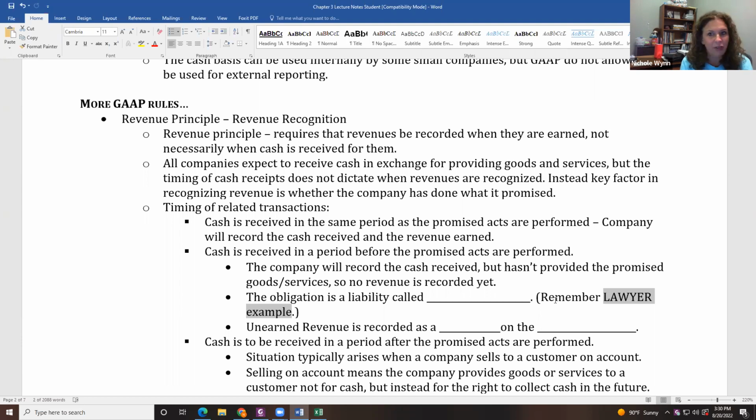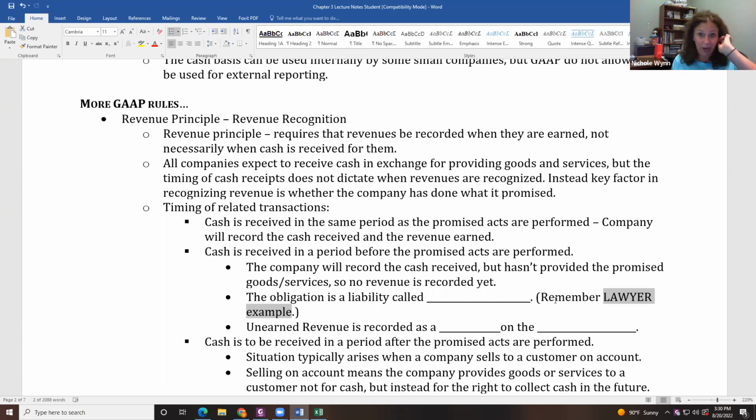So before the client leaves our office, we're like, yes, we will defend you in court. We want $5,000 up front. Okay, 5,000 seems like a lot, but whatever. So we get 5,000 in cash. We are the lawyers and we receive 5,000 in cash. We have a transaction because we have money in our hands and we need to record it. So we need to do a debit and credit. We need to do a journal entry.